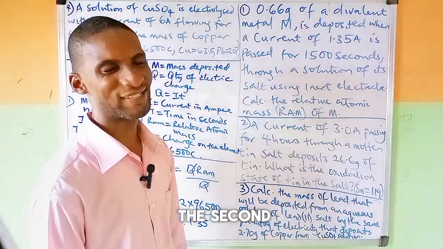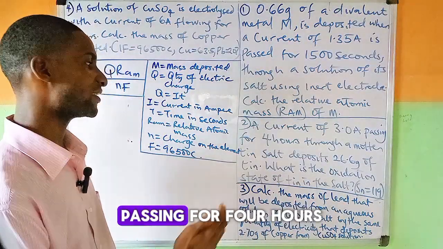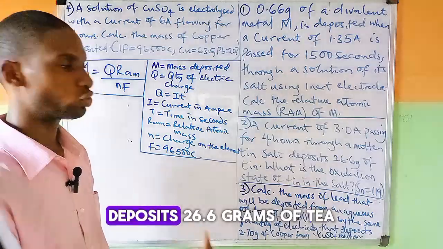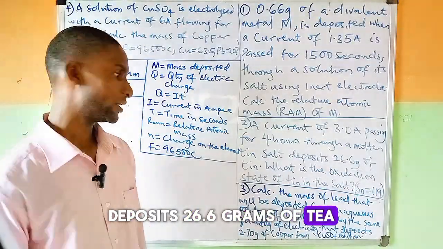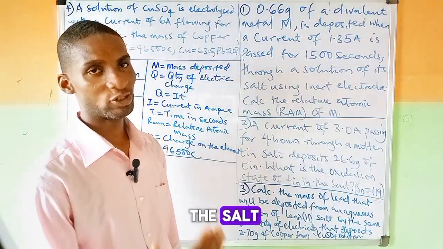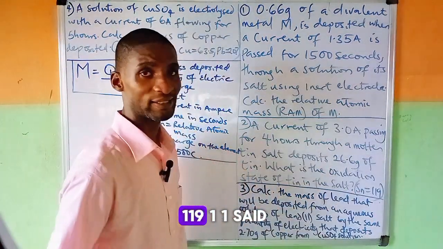Now let's go to the second question. A current of 3 ampere passing for 4 hours through a molten tin salt deposits 26.6 grams of tin. What is the oxidation state of tin in the salt? And you were given the relative atomic mass of tin to be 119.